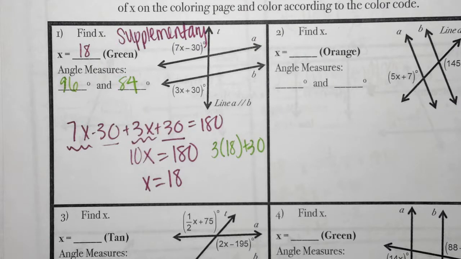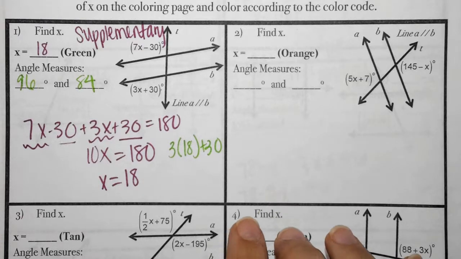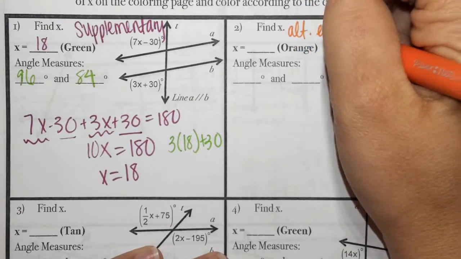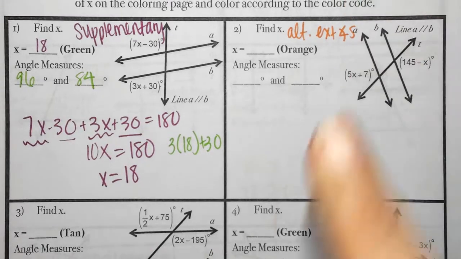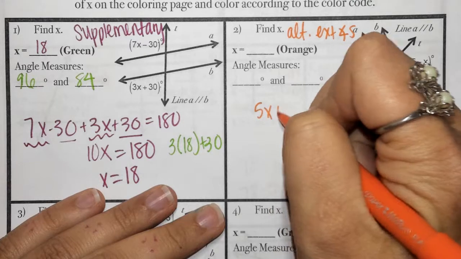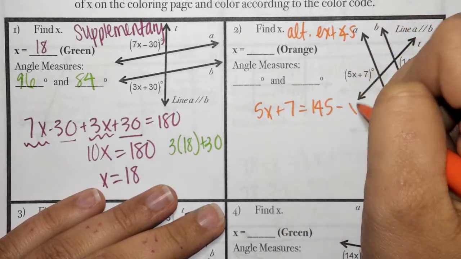All right, let's look at number 2. What kind of angles are in number 2? Alternate exterior angles, which means they are what? They are congruent, so we set them equal to each other. So we're going to say 5x plus 7 equals 145 minus x.